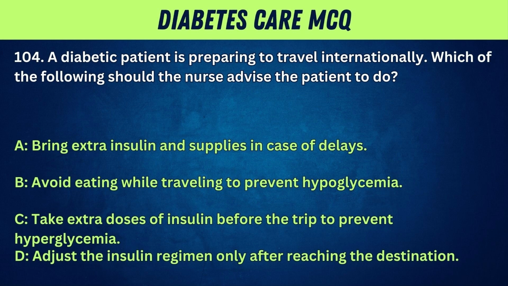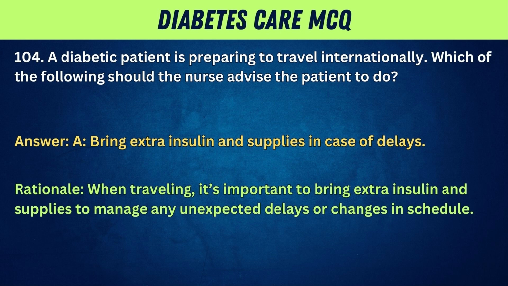104. A diabetic patient is preparing to travel internationally. Which of the following should the nurse advise the patient to do? A. Bring extra insulin and supplies in case of delays. B. Avoid eating while traveling to prevent hypoglycemia. C. Take extra doses of insulin before the trip to prevent hyperglycemia. D. Adjust the insulin regimen only after reaching the destination. Answer: A. Bring extra insulin and supplies in case of delays. Rationale: when traveling, it's important to bring extra insulin and supplies to manage any unexpected delays or changes in schedule.